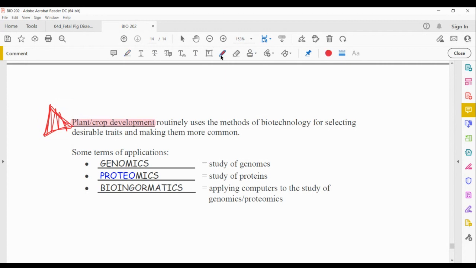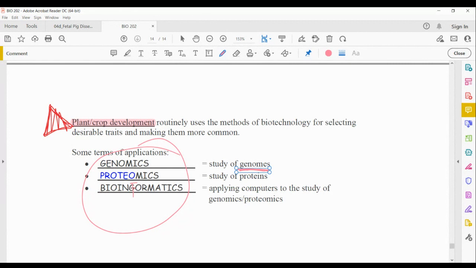Here are a couple of fields of science that some of you might get interested in later on. If we are studying genomes, and the genome was all of the genes of an organism, we're talking about genomics. We can also study not the genes, but the products that we make out of them. That would be proteomics and bioinformatics.